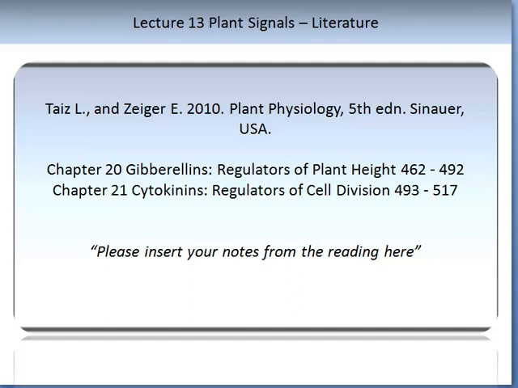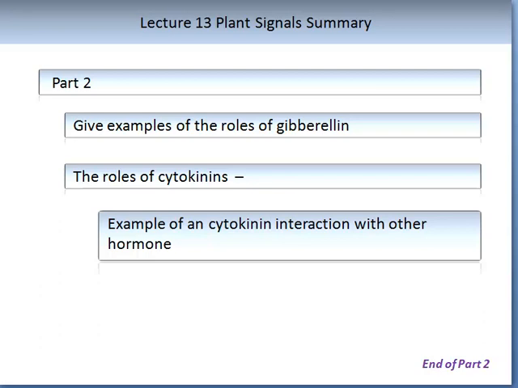I'd like you to read the following chapters from the recommended textbook, Taiz and Zeiger, 2010, Plant Physiology, 5th edition. Chapter 20 on gibberellins, regulators of plant height, and Chapter 21, cytokinins, regulation of cell division. Please make notes on these readings and insert them into the lecture here. So that brings us to the end of Lecture 13 on Plant Signals, Part 2.